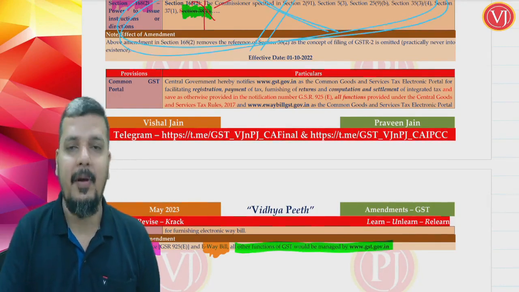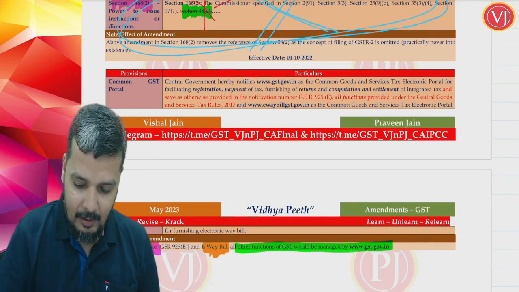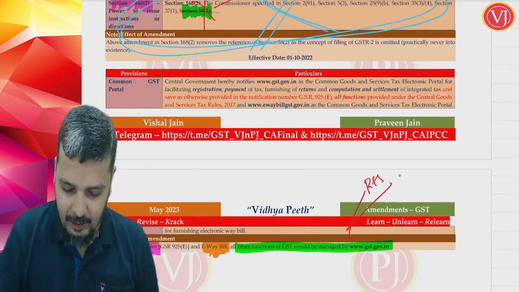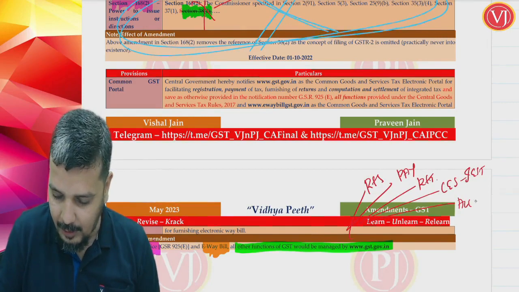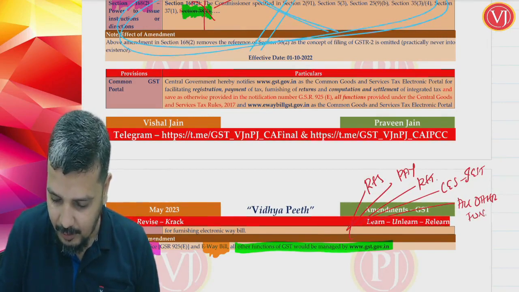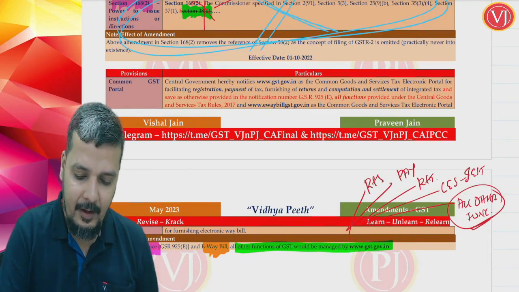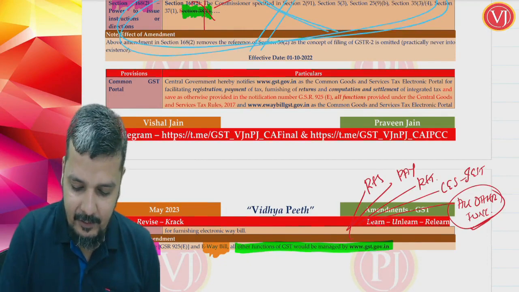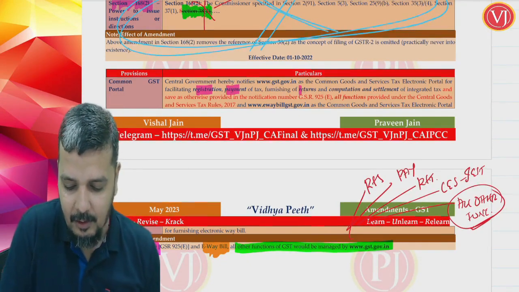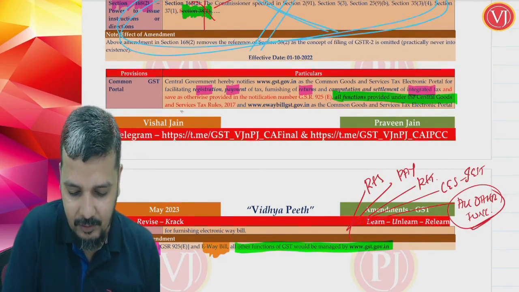All other functions will be managed by www.gst.gov.in. When I say all other functions, it is not only registration, not only payment, not only return filing, not only computation and settlement of IGST, but also all other functions like notices, appeals, etc. Specifically, what they have said is, now we want that the main portal www.gst.gov.in not only manages your registration or payment or return or computation and settlement of IGST, but also manages all the other functions.